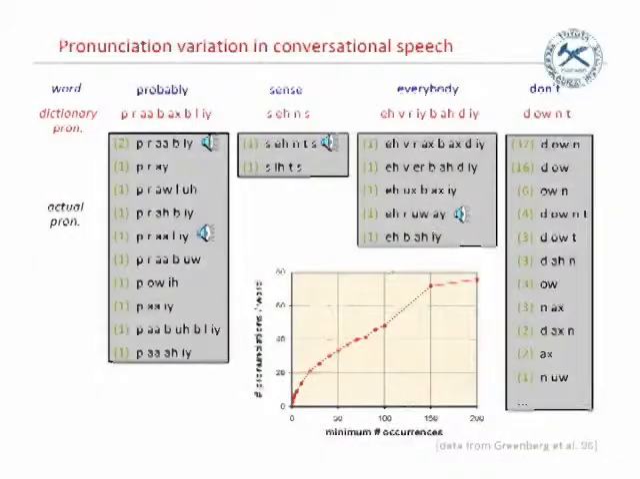And here is a summary of all of the data in this database. So this is the number of distinct pronunciations per word as a function of the number of occurrences of the word in the database. So typically words that occur around at least 50 times will have on the order of 35 distinct pronunciations, and it goes up from there. So it's really a very big problem.